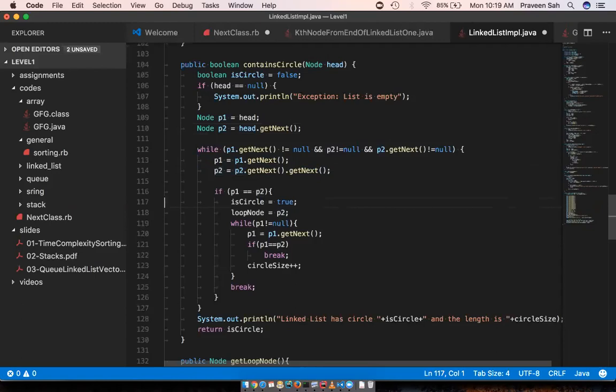Now, while doing this, if either of them reaches the end of the linked list... Nikhil, are you following me? So this is what we are proving by. Yes.